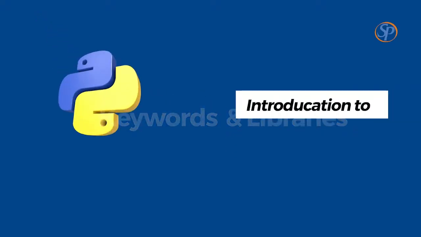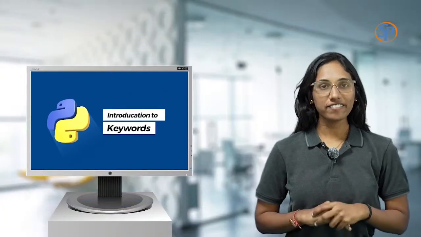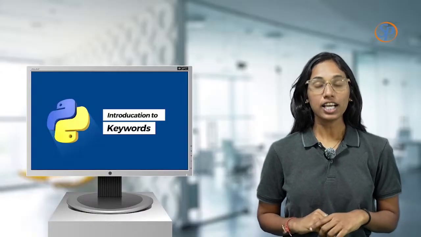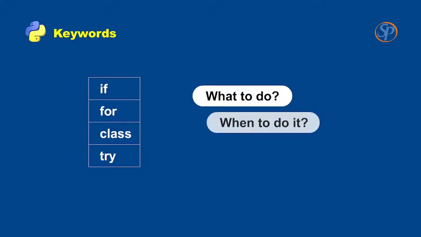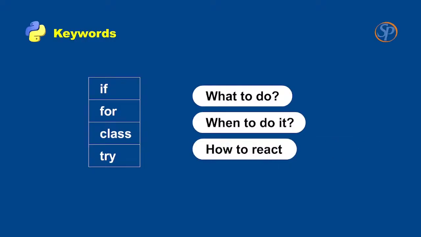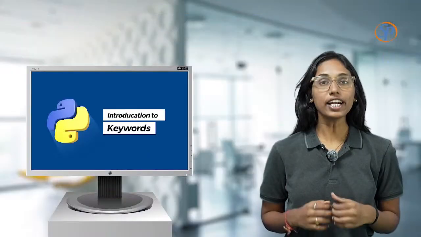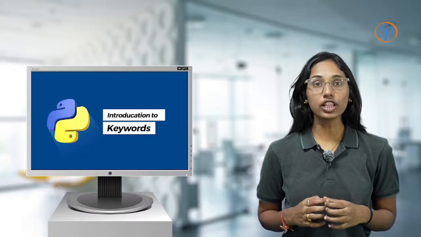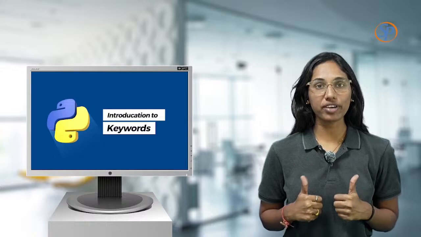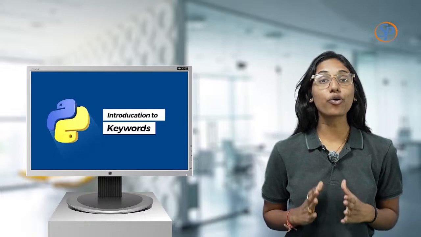Keywords and Libraries Part 1. Hey everyone, welcome back to SP Learning Labs. Today we are diving into keywords. These small words like if, for, class and try are the soul of Python. They tell your program what to do, when to do it and how to react. By the end of this session, you will not only know what keywords are, you will know how to use them with confidence, clarity and pro-level understanding.